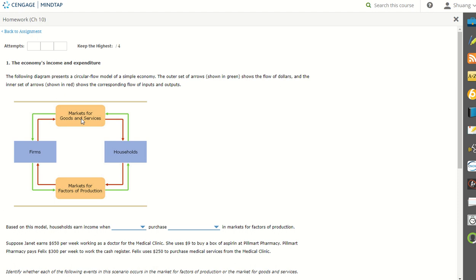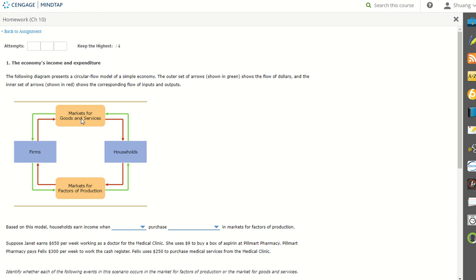On the other side, in the market for factors of production, so for resources, the roles are switched. You have firms on the demand side and households on the supply side, because firms want to demand labor and households supply labor.